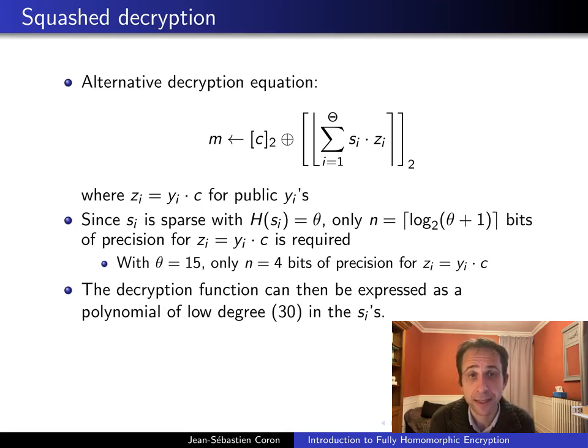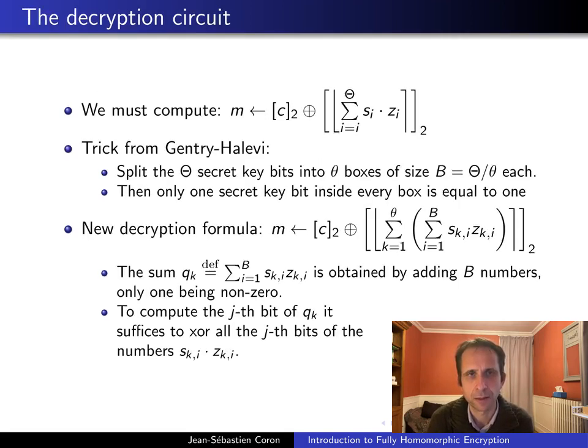So this means that since we use a very small number of bits of precision for the zi's, the decryption function can be expressed as a polynomial of low degree in the bits si. Actually, the degree is only 30. So this decryption function now has a small degree, as required for the bootstrapping.